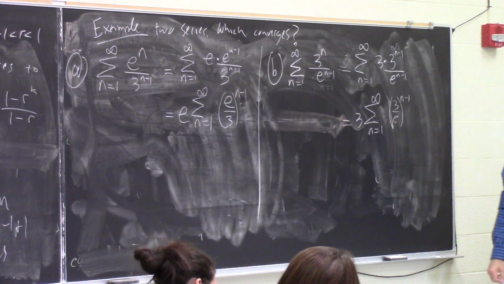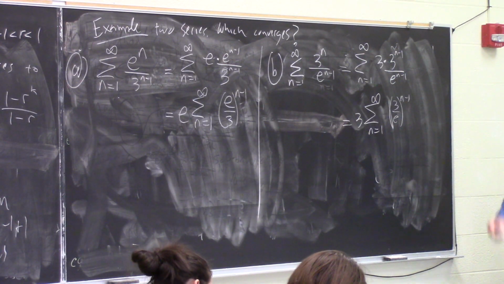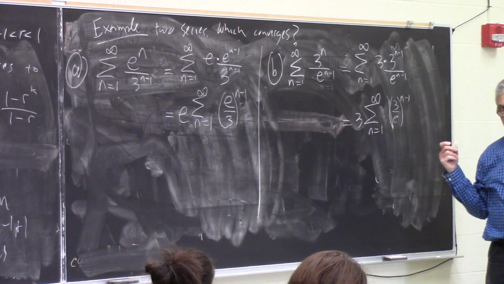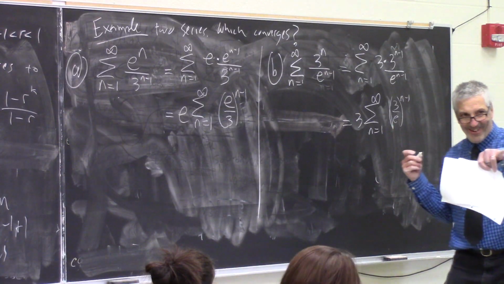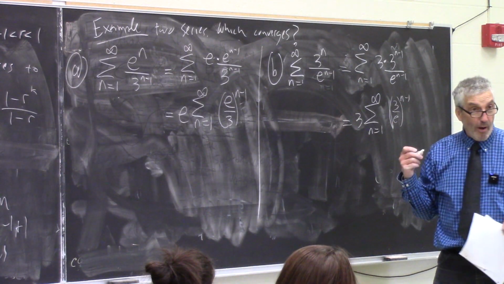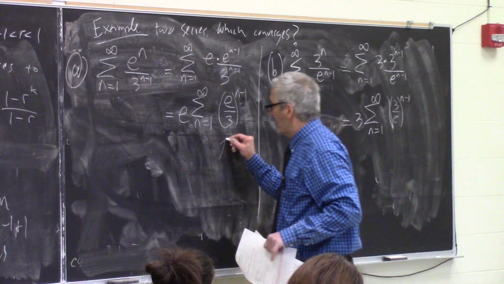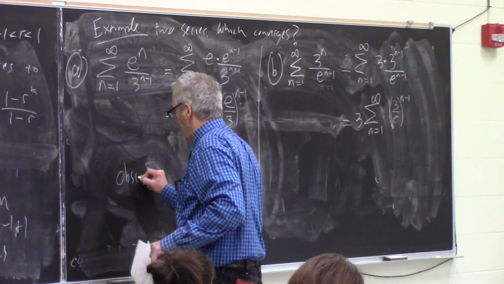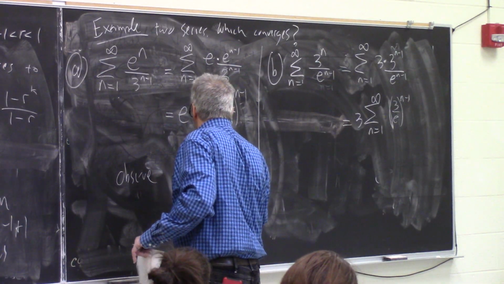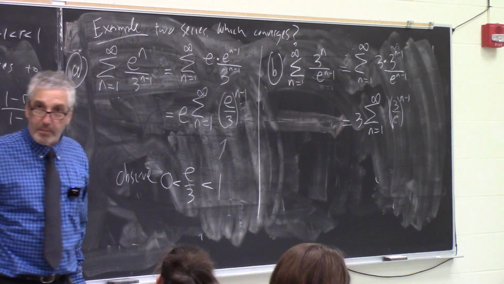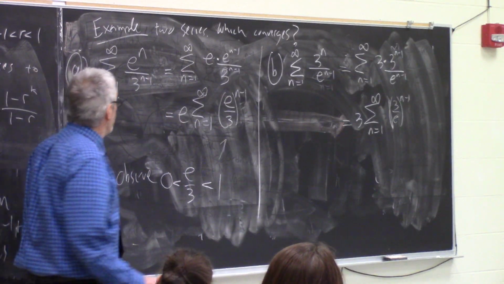So which of these series converges? Series A or series B? Got 3 hands up. Let's get some more hands up. What do you say? A. A. You're correct. Why? Because r is less than 1. Exactly. e over 3 is less than 1. It's greater than 0. Remember, e is a number between 2 and 3. So this series converges.